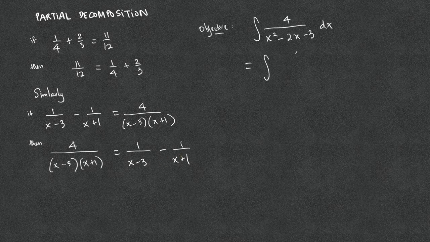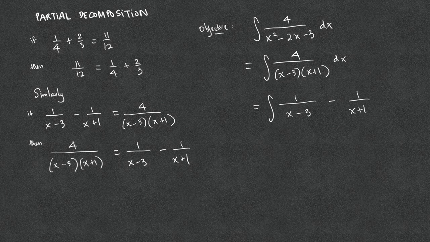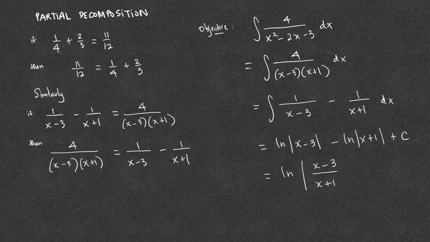The objective is to find the antiderivative of a rational expression, and if we can factor the denominators and rewrite the expression using two or more simpler rational expressions, we then find the antiderivative of each of these rational expressions easily using either the natural log or substitution or some other methods. The method of rewriting the rational expression using simpler rational expressions is called the method of partial fractions or partial decomposition.